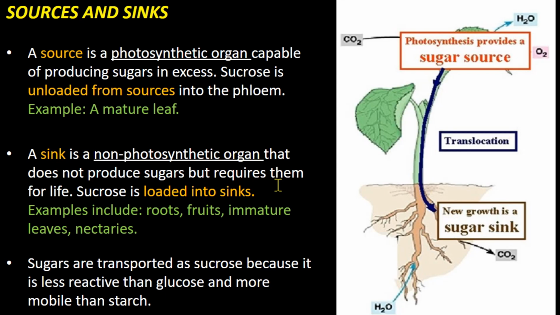So for example here, a sink would be roots, fruits, immature leaves, and nectaries. So sugar is transported from sources such as leaves to sinks such as roots. Sugars are transported as sucrose because it is less reactive than glucose and is more mobile than starch, so sucrose is kind of like that perfect in between.